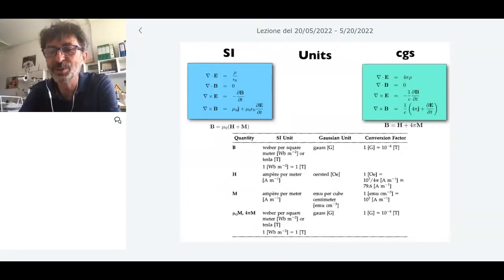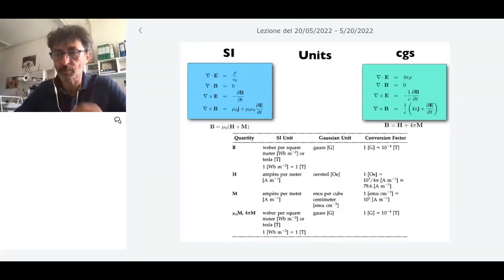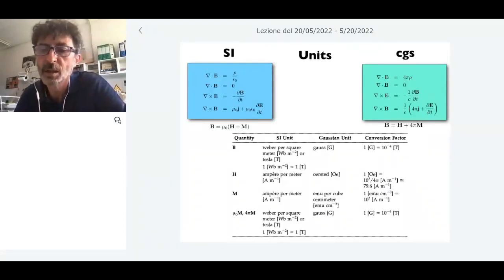So they use two different names of the units for the same thing, essentially. In fact, you see that B is equal to H in the CGS. The practical conversion is written here. So 1 Ørsted is more or less 80 amps over meter. So it's a unit which is intermediate, not too large, not too small.